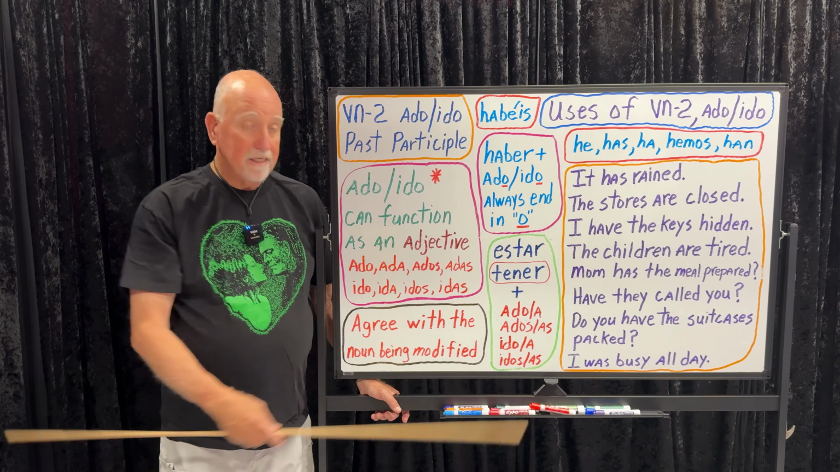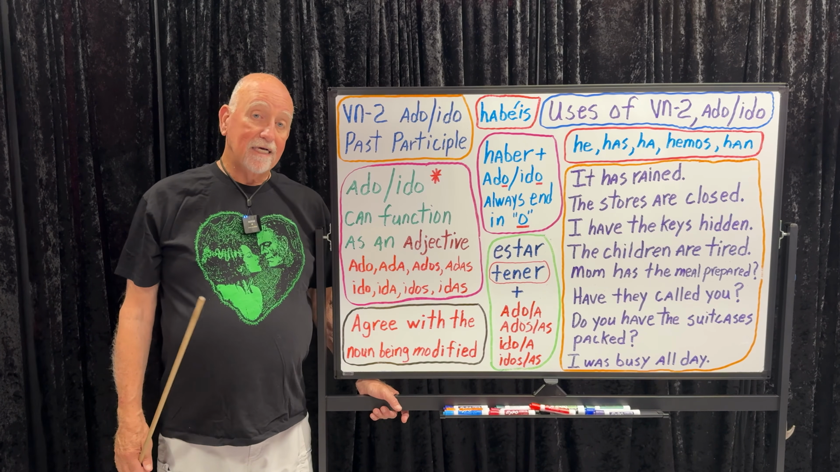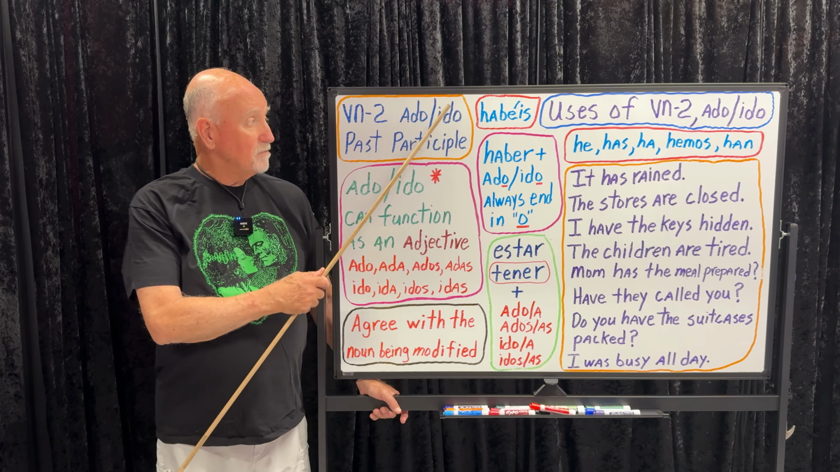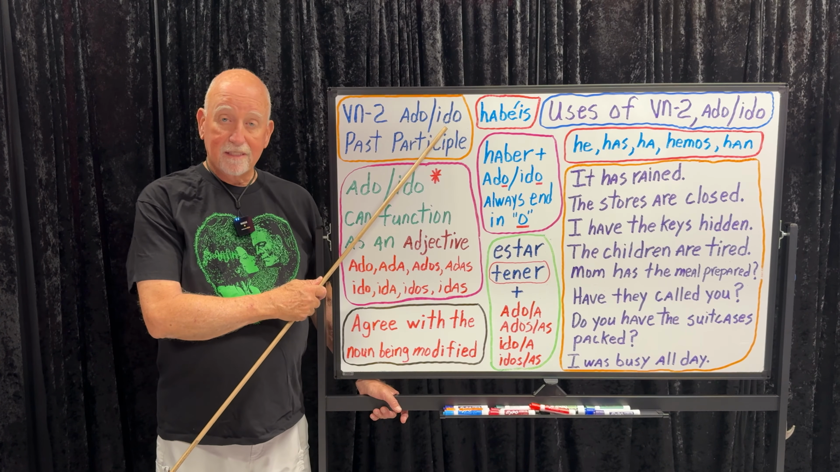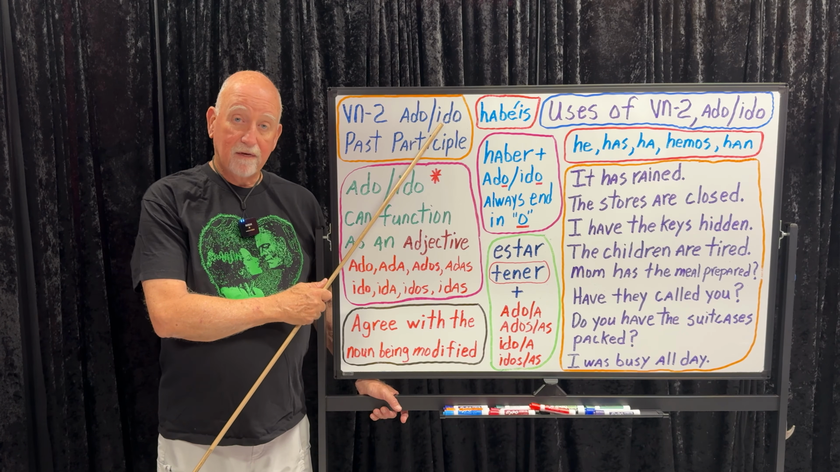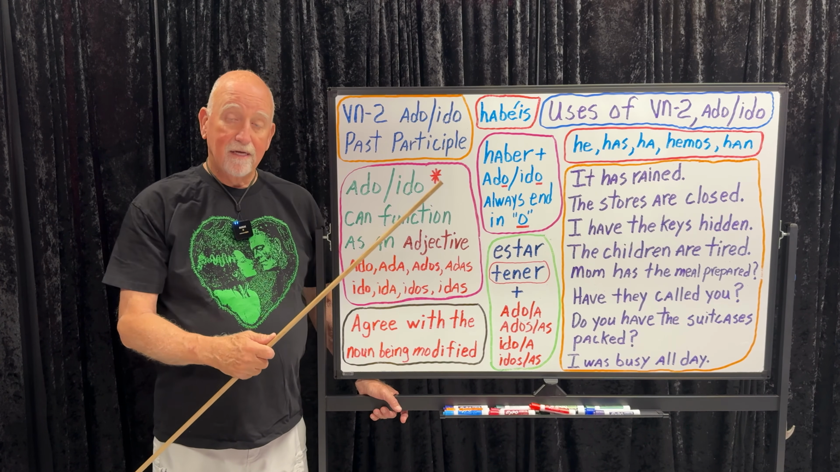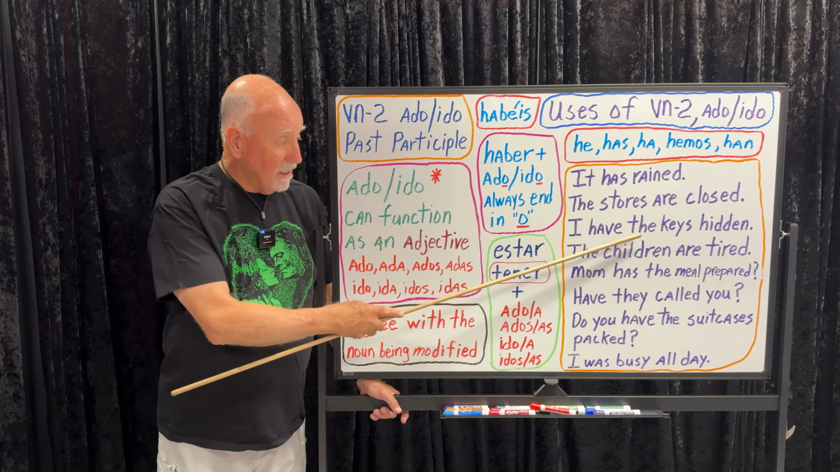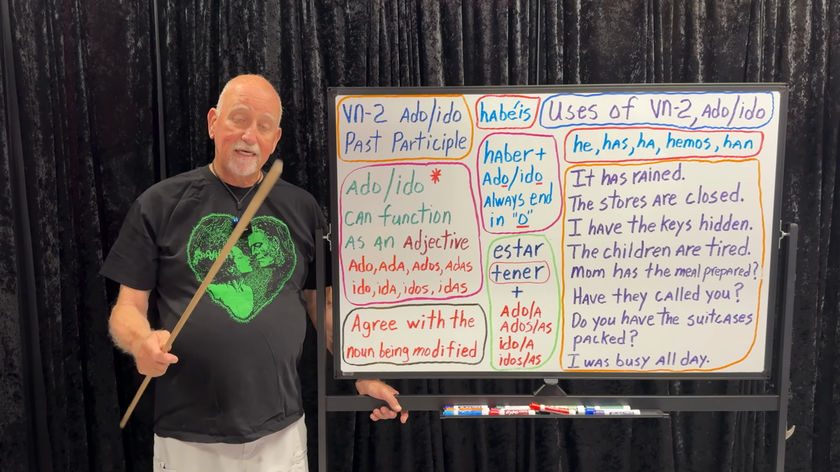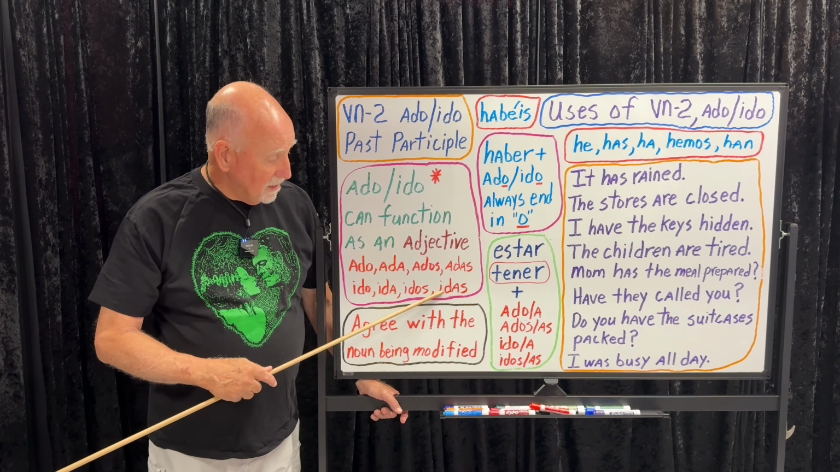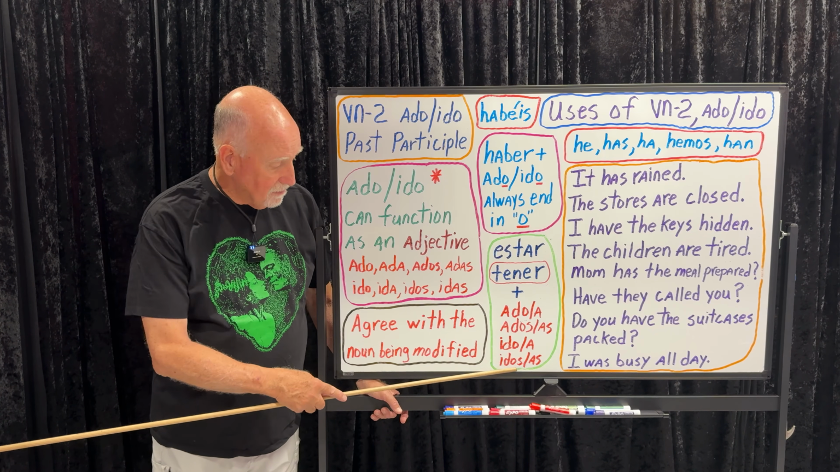I have the keys hidden. Tengo las llaves. Now hidden, esconder is to hide. What's the past participle? Escondido, like the town in Southern California above San Diego in North County. Escondido, they call it, right? Escondido. Well, what's hidden? Keys, las llaves. It has to agree with keys. Tengo las llaves escondidas. Escondidas. Right here.